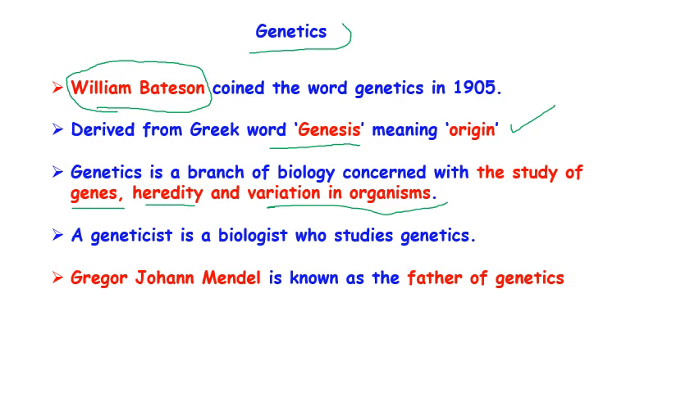In the previous two slides, we got insights about heredity and variation. So the field studying these heredity and variations is known as genetics. Now, any biologist who studies this genetics, who studies genes, heredity, and variation, is known as a geneticist. Now, George John Mendel is known as the father of genetics for his contribution in the field of genetics, for discovering the laws of inheritance.